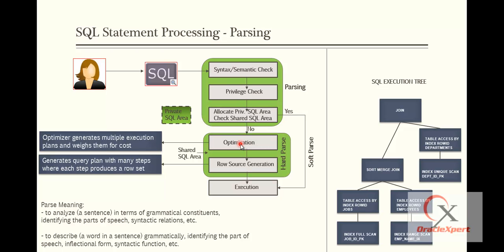There are certain characteristics of recursive SQL statements. Number one, a recursive SQL statement is always issued by Oracle internally. It's never fired by an end user. Second, a recursive SQL statement is always a query against the data dictionary. It will never query user objects such as the EMP table from the Scott schema. It will always be a query against some data dictionary base table or a data dictionary view.